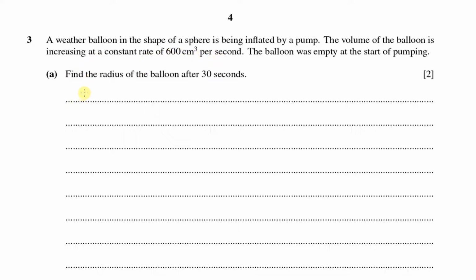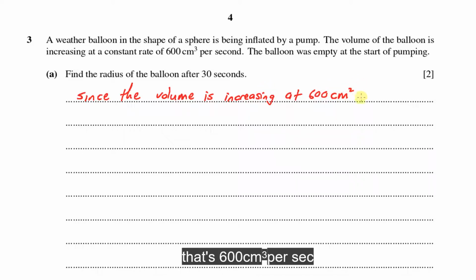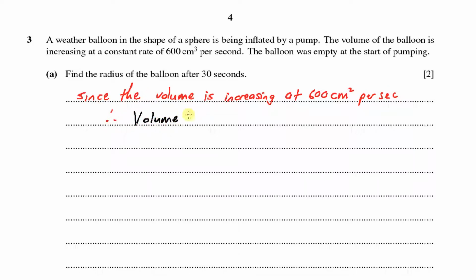So we're saying since the volume is increasing at 600 cubic centimeters per second, we can therefore say the volume after 30 seconds should be equal to 600 times the number of seconds, that's 30. So we get 18,000 here.